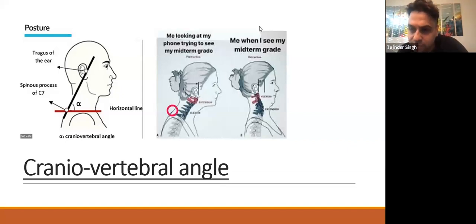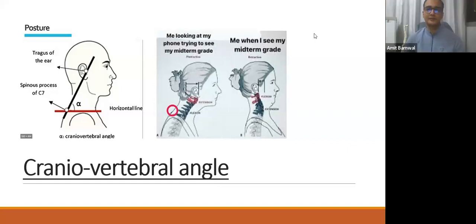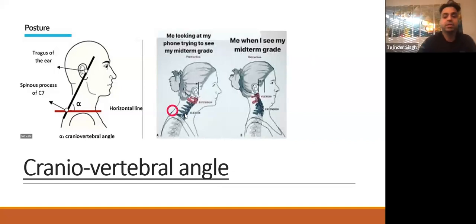Does craniovertebral posture affect this? Yes, technically it can. You have muscle attachments, right? So technically it can. But I think the point Dr. Amit was trying to make is to correlate scapular dyskinesia with other bodily segments.